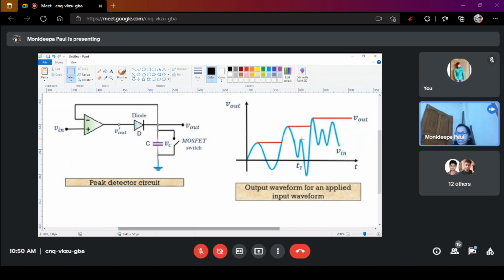So we can't identify this peak. At this point Vc is equal to Vin. At this point Vin is greater than Vc, so again Vc will be this voltage, and we get the output. Then at this point Vc is greater than Vin, so Vout should be this point. At this point also Vc is greater than Vin, so Vout should be this voltage.